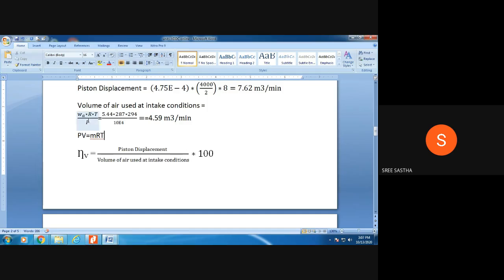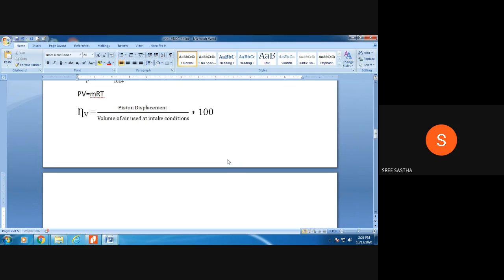For understanding how you got this formula, mRT by P. So now you substitute the value for finding out volumetric efficiency.